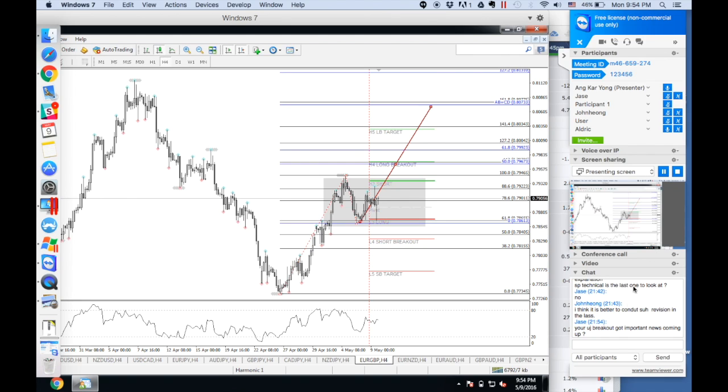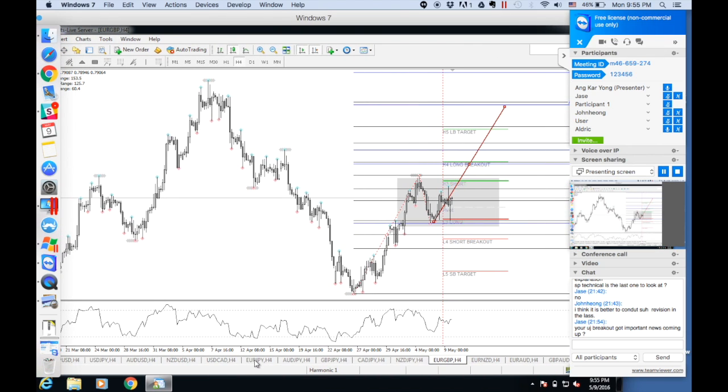Okay, my UJ breakout. So just ask whether there is important news coming up for the UJ breakout. Okay, let me show you the UJ chart first.